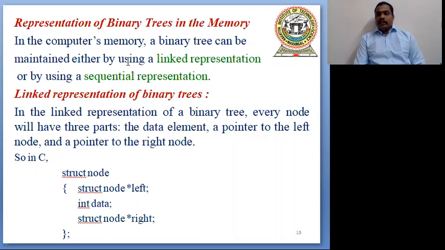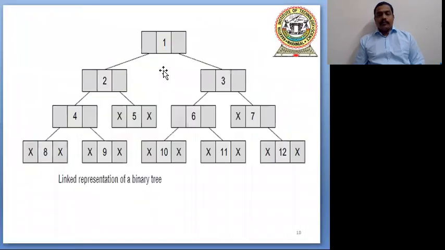In linked representation, as I already told, there is data and two pointers, a left pointer and a right pointer. The left pointer points to the left subtree, the right pointer points to the right subtree. So for that we use a structure with two pointers and one data. This is the diagrammatic representation of linked representation. So one is the data, and it has two children. The left side pointer points to the left subtree, the right side pointer points to the right subtree.